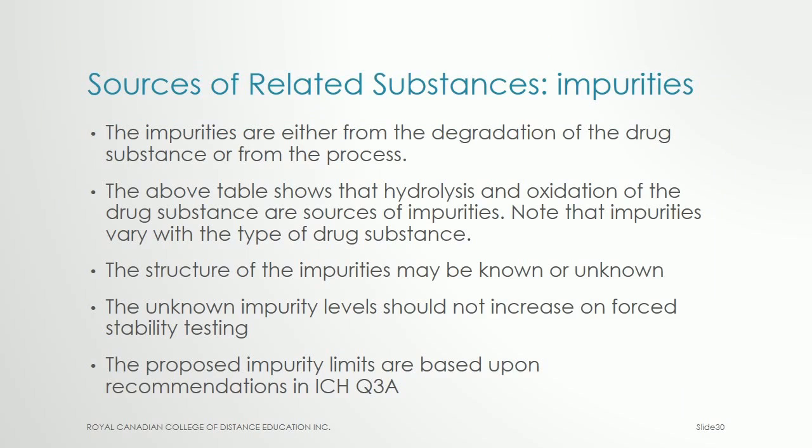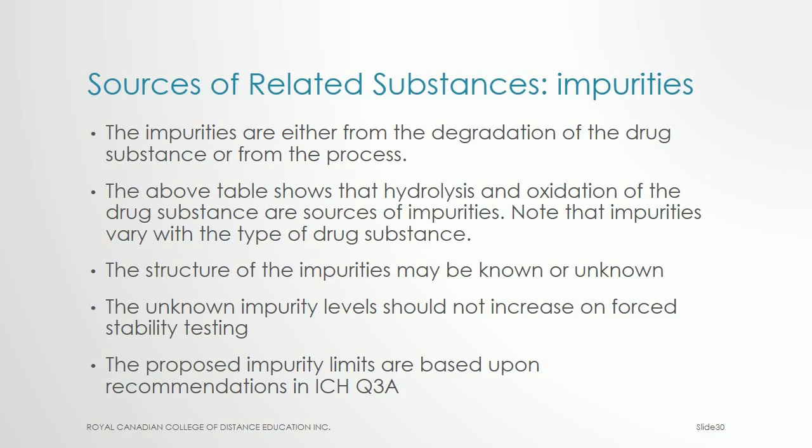Sources of related substances, impurities. The impurities are either from the degradation of the drug substance or from the process. The above table shows that hydrolysis and oxidation of the drug substance are sources of impurities. Note that impurities vary with the type of drug substance. The structure of the impurities may be known or unknown. The unknown impurity levels should not increase on forced stability testing. The proposed impurity limits are based upon recommendations in ICH Q3A.